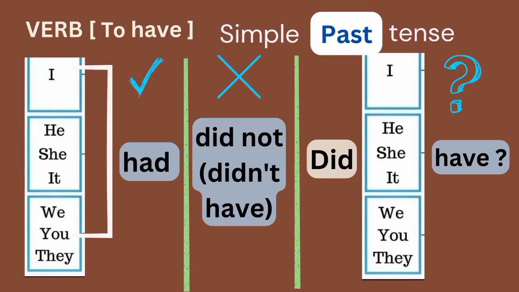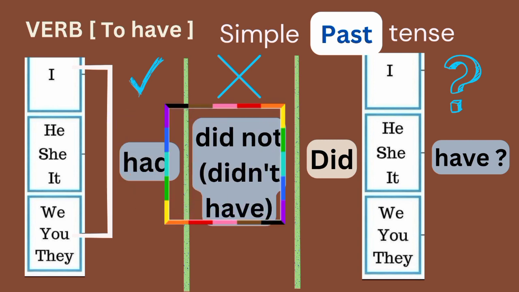Now, let us have a look at the simple past tense of the verb to have. It's actually quite simple. In the affirmative form, the verb to have changes to had in the simple past tense, and that is for all the subject pronouns. I had, you had, he, she, it had. We had, you had, and they had.